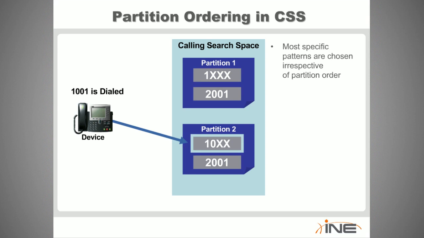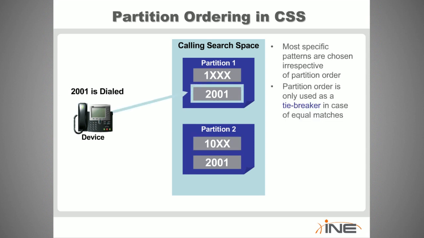It does not matter what order the partitions are in, as long as there is a longest match. The longest match will always be chosen regardless of what partition it's in. You have to, as we just talked about, have the partition or the directory in your calling search space, or in your filing cabinet, but it doesn't matter the order.